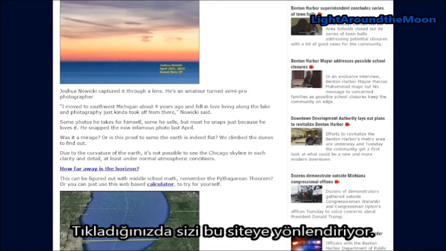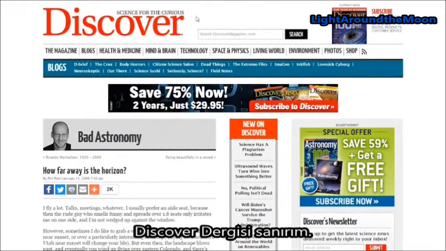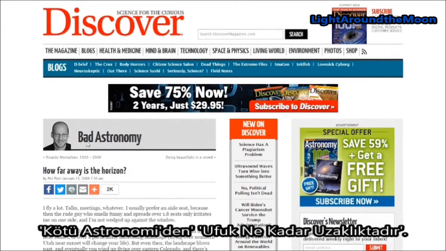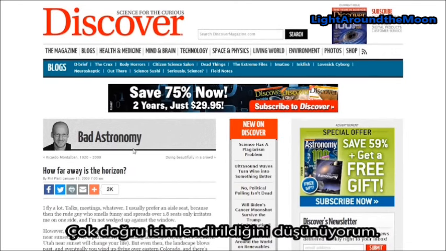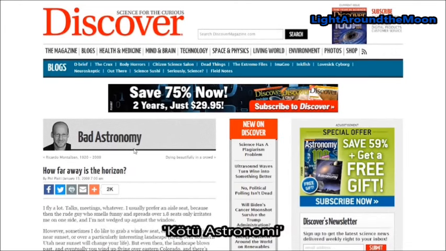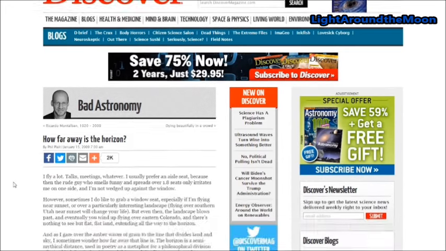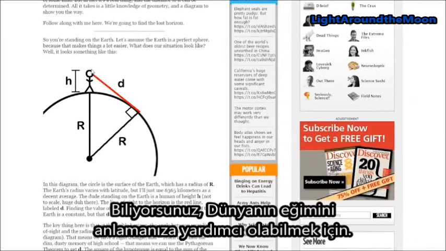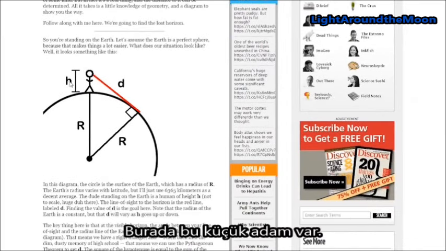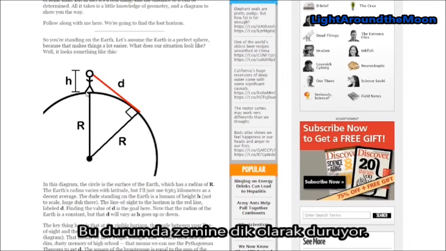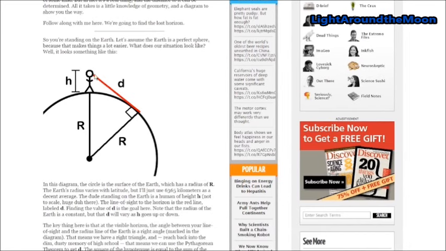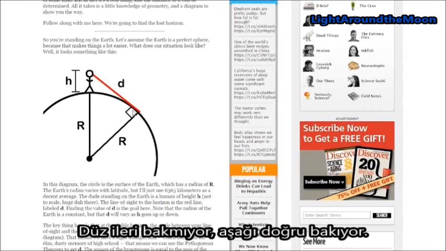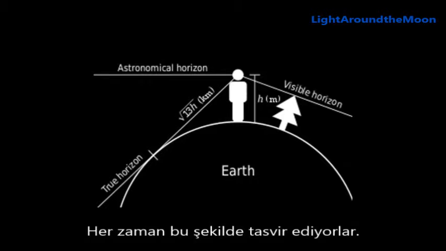If you click on that, it takes you to this page right here, from Discover Magazine, I guess. How far away is the horizon, from Bad Astronomy? That's properly labeled, I think. Bad astronomy. It could also be bad geometry. So they've got this picture right here, to help you figure out the Earth's curvature. You got your little man here, in this case standing perpendicular to the ground, but he's looking down. He's not looking straight out. He's looking down. They always depict it that way.